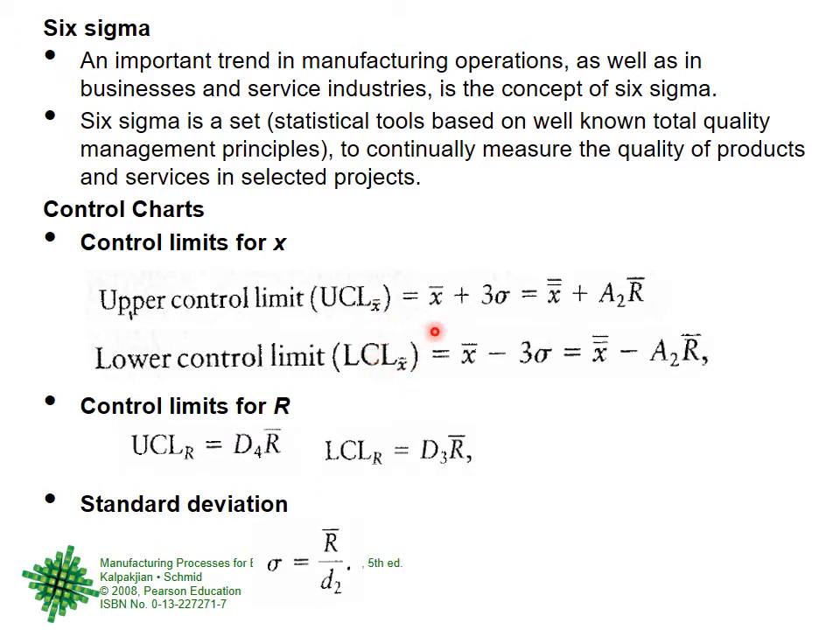How is it defined? X bar plus 3 sigma, the mean value plus 3 times the standard deviation. X bar minus 3 sigma, the mean value minus 3 standard deviations. So you see, plus 3 sigma, minus 3 sigma. So total tolerance of 6 sigma. So this is it, 6 sigma.